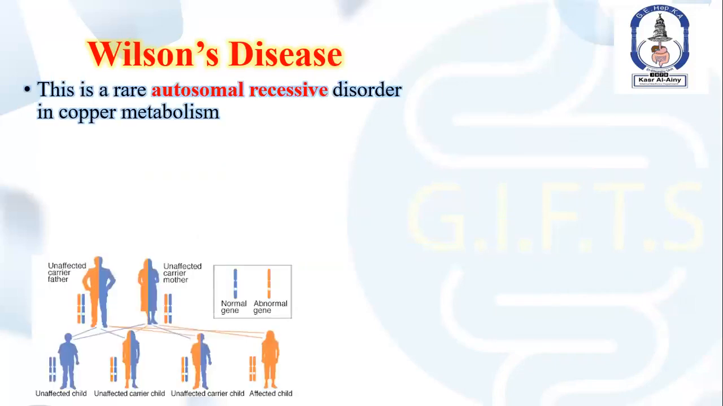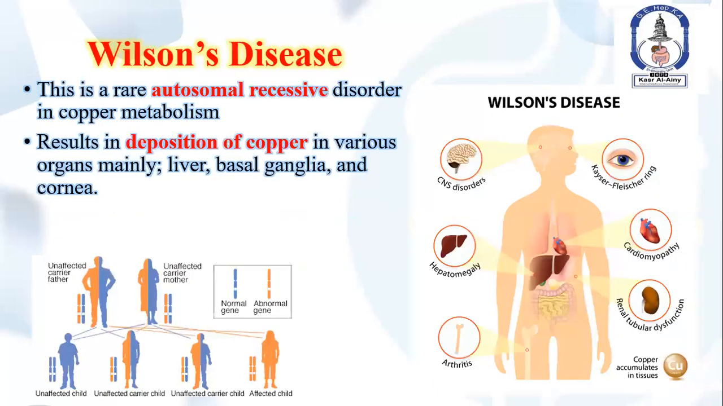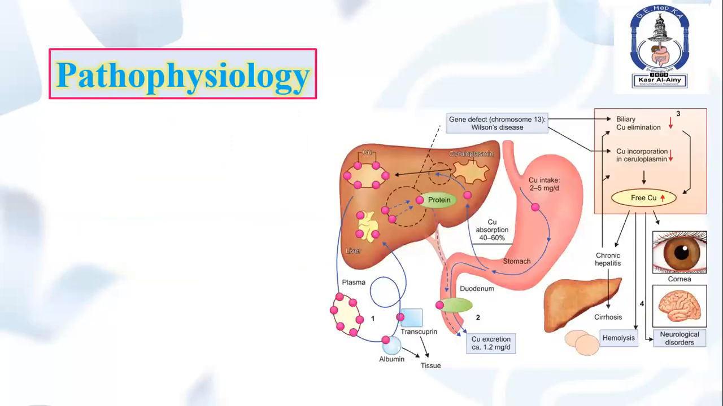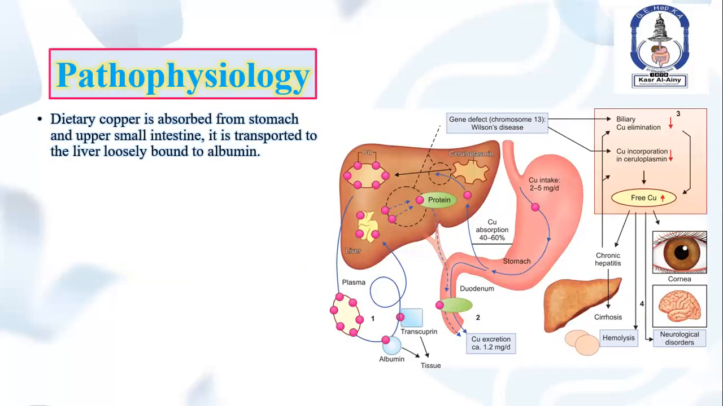Wilson disease is also autosomal recessive, so all of them are autosomal recessive. It is a disorder in copper metabolism leading to deposition of copper in various organs like the liver, basal ganglia, and the cornea. A history of family consanguinity is common, as expected in an autosomal recessive condition. Regarding pathophysiology, dietary copper is usually absorbed from the stomach and upper small intestine, like the duodenum.